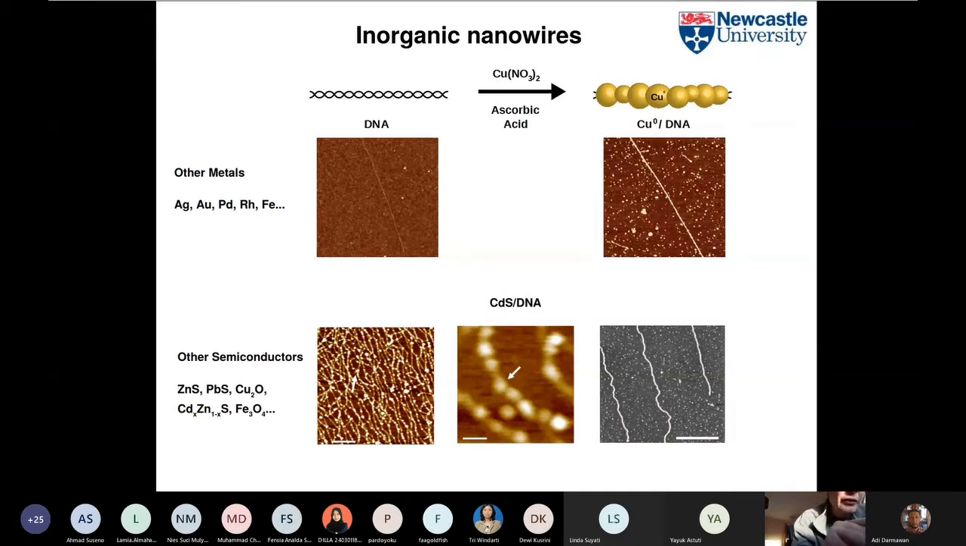And so you can see in the 3 AFM images, on the far left is a larger area.